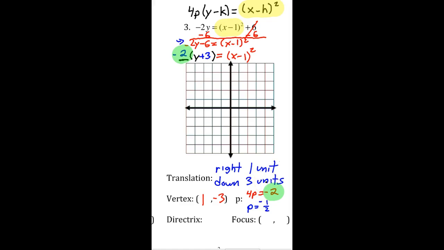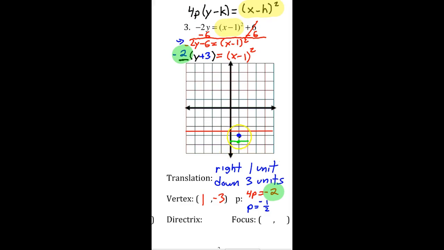So this will be close to number 1, where the directrix is above the vertex, right? So we have 1, -3 right here. And the directrix will be 1/2 above that. Okay, so I'll go up 1/2. There's my directrix. And the focus will be 1/2 below. So here's the focus. And it has a width of 2, right? That's from here. Ignore the negative, just the width of 2, which means I have to go 1 to the right and 1 to the left. That's the length of the LLR right there.